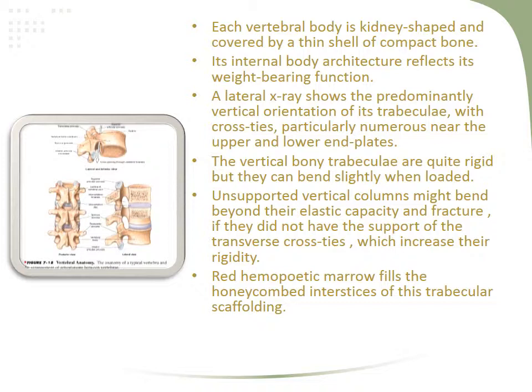A lateral X-ray shows the predominantly vertical orientation of its trabeculae, with cross ties, particularly numerous near the upper and lower end plates. The vertical bony trabeculae are quite rigid, but they can bend slightly when loaded. Unsupported vertical columns might bend beyond their elastic capacity and fracture, if they did not have the support of the transverse cross ties, which increase their rigidity. Red hemopoietic marrow fills the honeycombed interstices of this trabecular scaffolding.